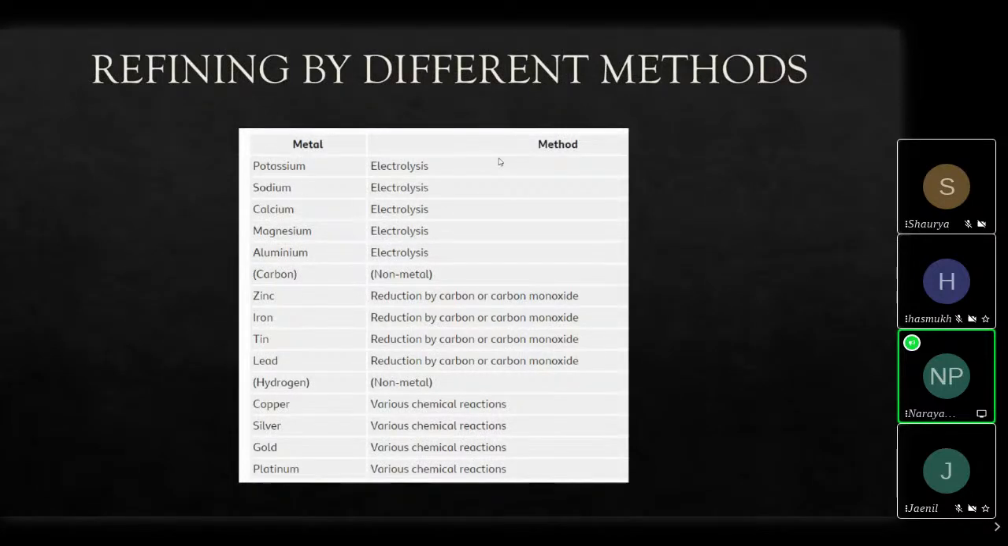So one fundamental method is electrolysis. The other is reduction by carbon or reduction by carbon monoxide. And then there are various chemical methods by which metals can be refined.